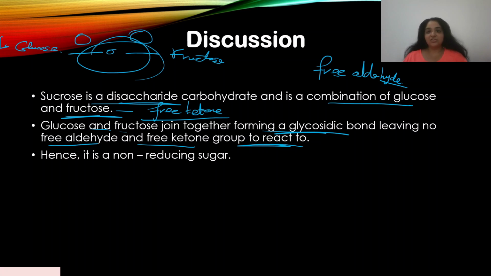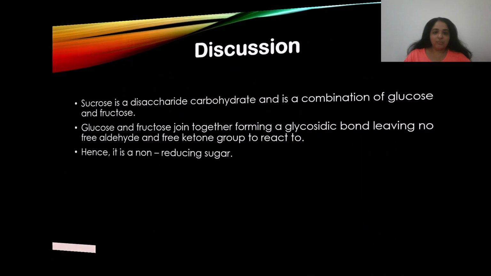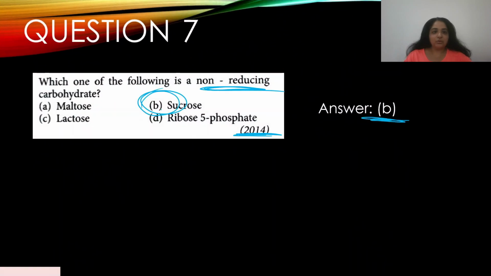But glucose as such, or fructose as such alone, is a reducing sugar. In this case we were talking about sucrose. Sucrose is a non-reducing sugar. If we go back to the question, which of the following is a non-reducing sugar? Clearly over here it is sucrose. All right, let's move on then.